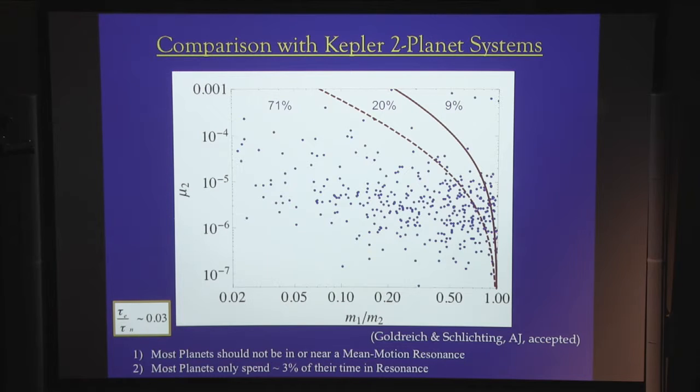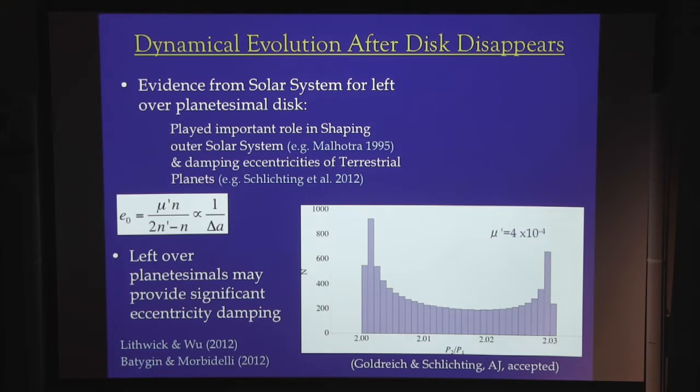So if you look much later in the system, what else could give you the damping? The gas is all gone. But I think the best candidate to give you some additional dissipation, some additional damping of the eccentricity, is actually leftover planetesimals that still reside in the regions.